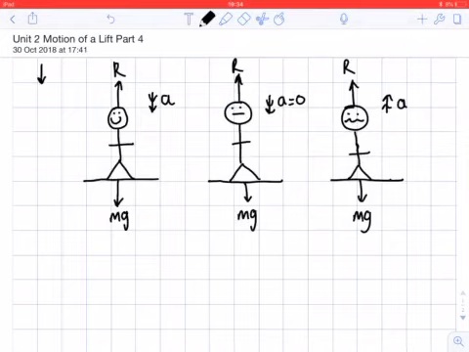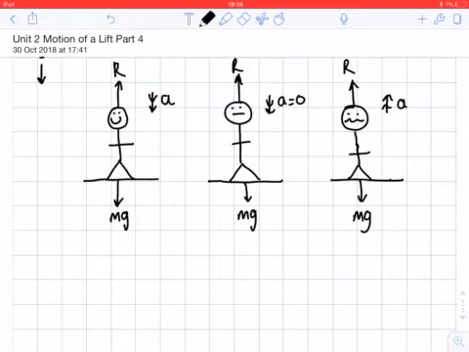And obviously, if a person of mass m kilograms stands on the lift floor, there's an mg pushing down on the lift floor. And equally, there's a reaction which is equal and opposite to the weight acting upwards. And it's the reaction that I'm interested in, in the three cases listed here.